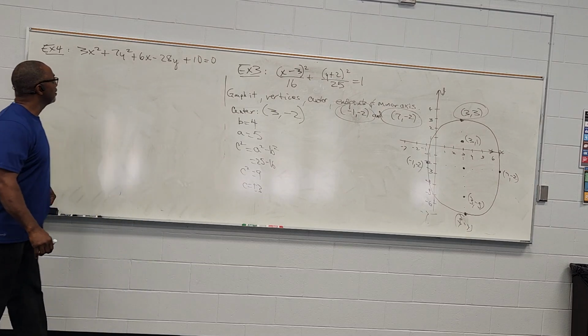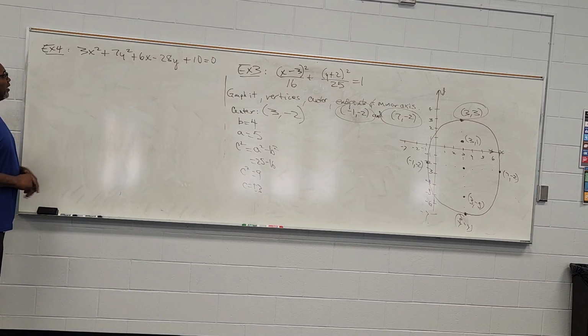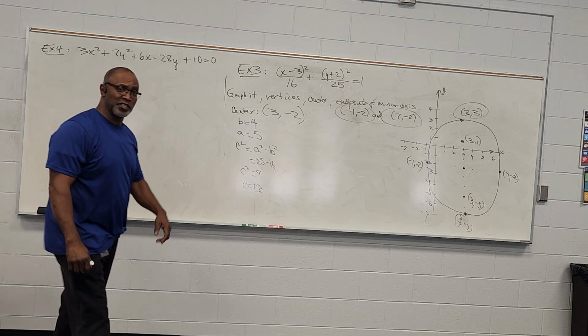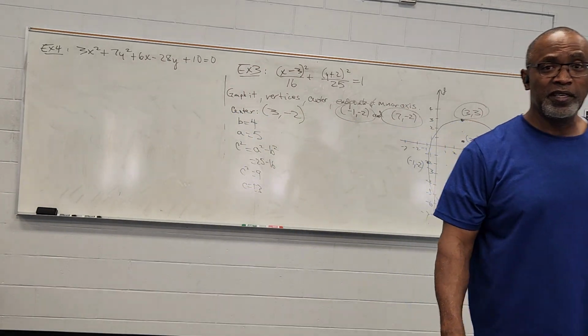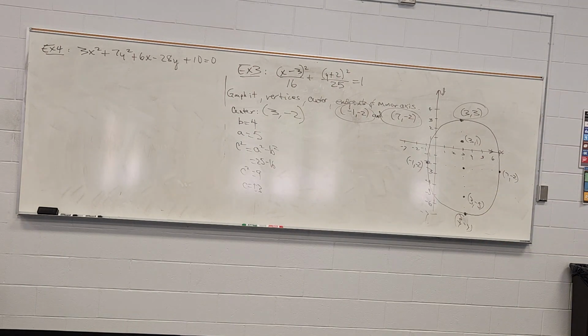Well, I know it's an ellipse because the highest degree term I see on x is 2, and the highest degree term I see on y is 2. Whenever the highest degree on both x and y is 2, and those two terms are added together, the equation must be some type of ellipse.